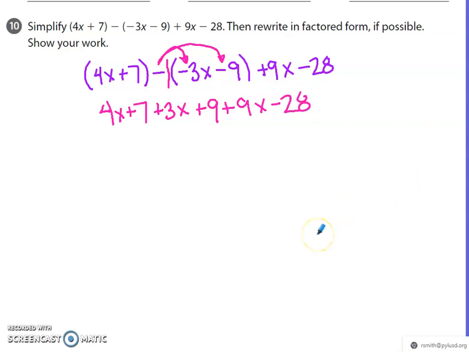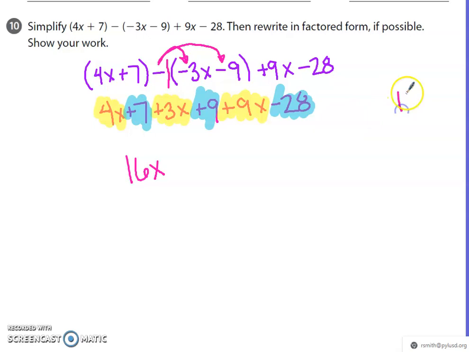Now we have some like terms. I'm going to highlight all my like terms. 4x, positive 3x, and positive 9x are all like terms. Positive 7, positive 9, and negative 28 are like terms. And if I combine them all together, 4x plus 3x and 9x, altogether 16x. Positive 7, positive 9, and negative 28. Positive 7 plus 9, that's 16. And then I've got that negative 28.